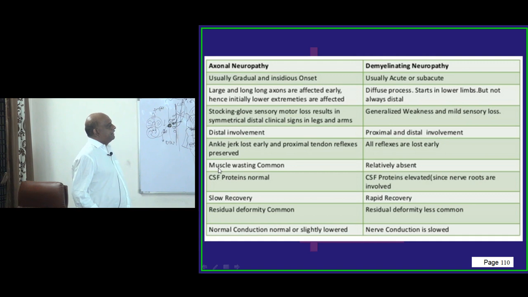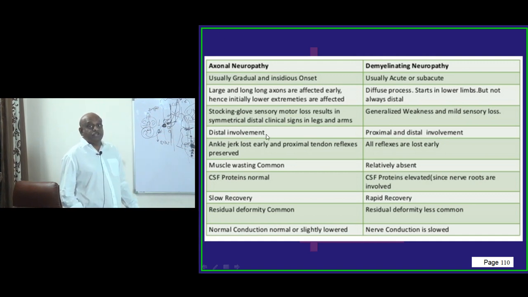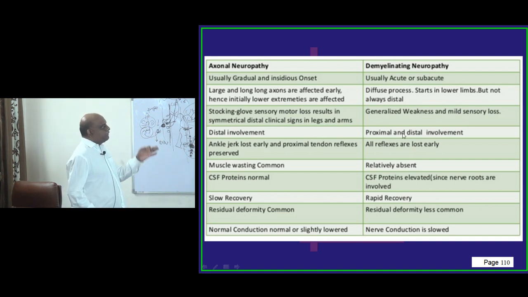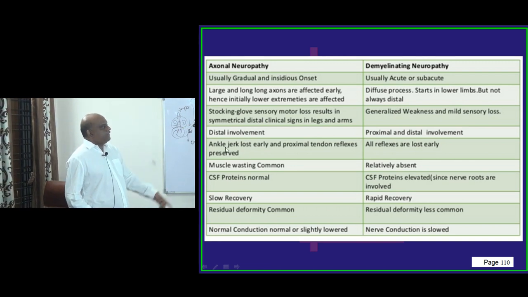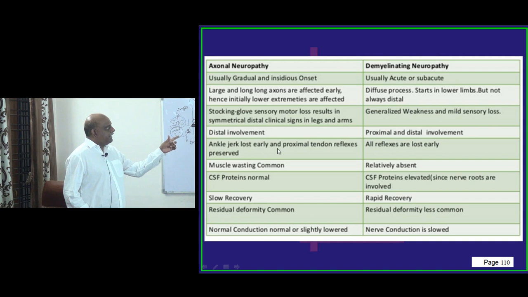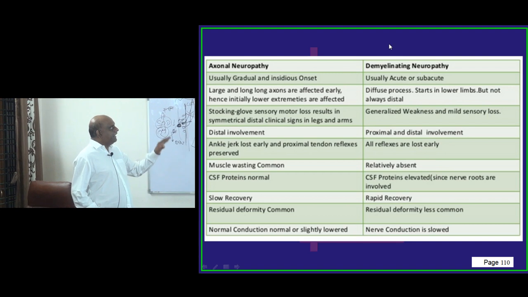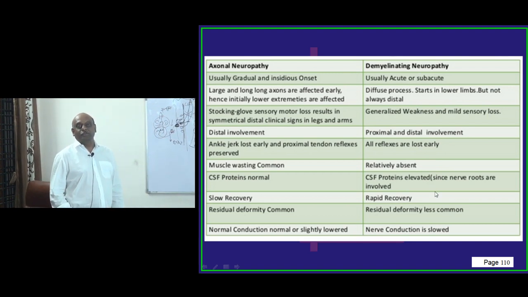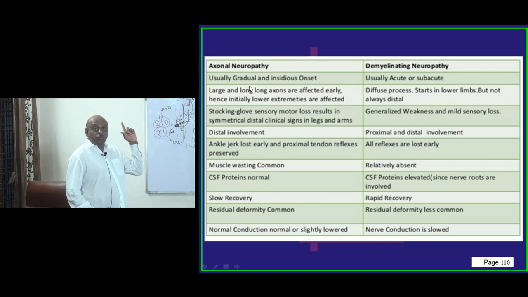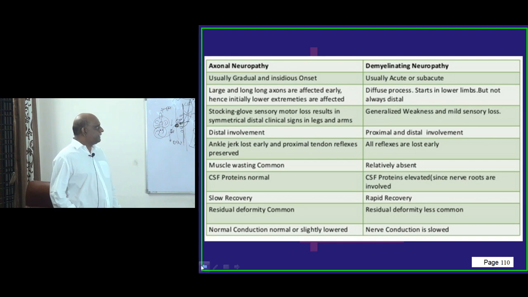Generally, doctor, axonal neuropathies have distal involvement, like classically most of the neuropathies. But demyelinating will have both proximal and distal. In axonal neuropathies, ankle jerk is lost very early, S1, whereas proximal tendon reflexes are well preserved. Whereas all reflexes are uniformly lost early if it is a demyelinating neuropathy. Muscle wasting is more classically seen in axonal neuropathy, whereas relatively absent in a demyelinating neuropathy.